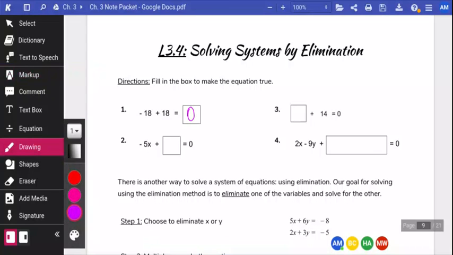What happens if I have negative 5x? What could I add to that to equal 0? Notice how negative 18 and 18 are opposites. So 5x and negative 5x are opposites, and that's what gives me that 0 as an answer. Same with number 3. If I need to add something to 14 to get 0, I would add a negative 14. And then lastly over here, 2x minus 9y, I'm going to subtract 2x and add 9y to get 0.